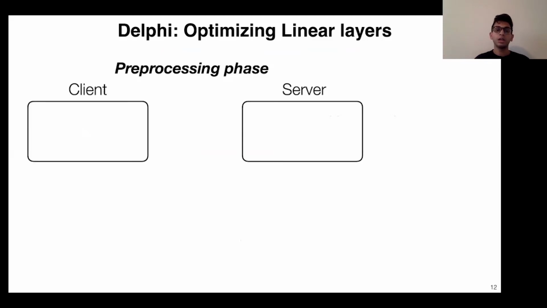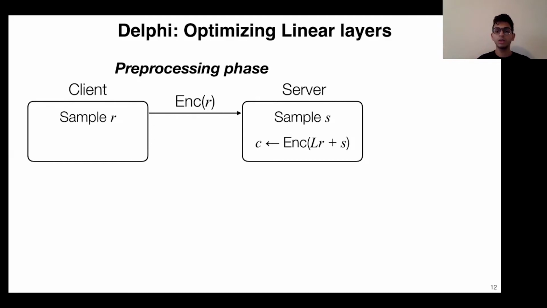Okay, so first we optimize linear layers by splitting up the protocol into two phases: a pre-processing phase that is independent of the client's input, and an online phase that is dependent on the client's input. In the pre-processing phase, the client first samples a random R, encrypts it with the LHE from before, and sends it to the server. The server now samples the mask S, like in the GAZELLE protocol, and homomorphically applies the linear layer to R and applies the mask S. It sends back the resulting ciphertext to the client, who decrypts it and obtains y equals LR plus S. The key thing to note here is that this is almost identical to the GAZELLE protocol, except instead of using the actual client input X, we're using a random value R. Okay, this is the pre-processing phase.